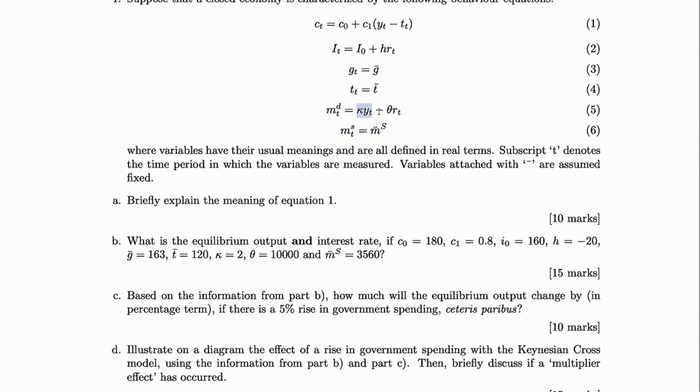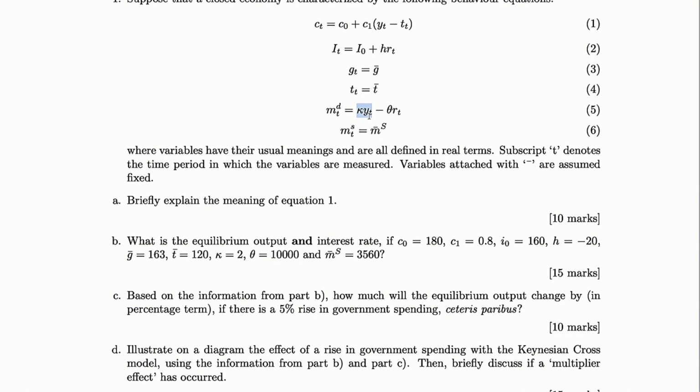On this side, in this equation, you'll have two components. Remember, what determines demand for money? Why do we demand money? Why do people want money? The first one is for transactions, and that depends on income. That's exactly the first part of this equation. So this first part here is K times Y_t, where Y_t is income at time t. So this is the part of money demand that depends on income level.